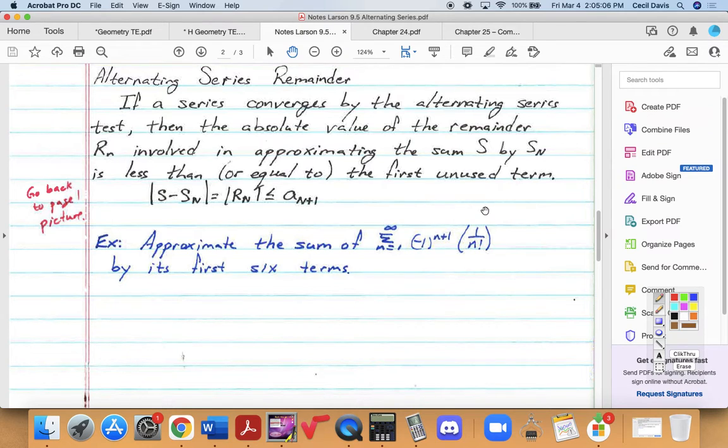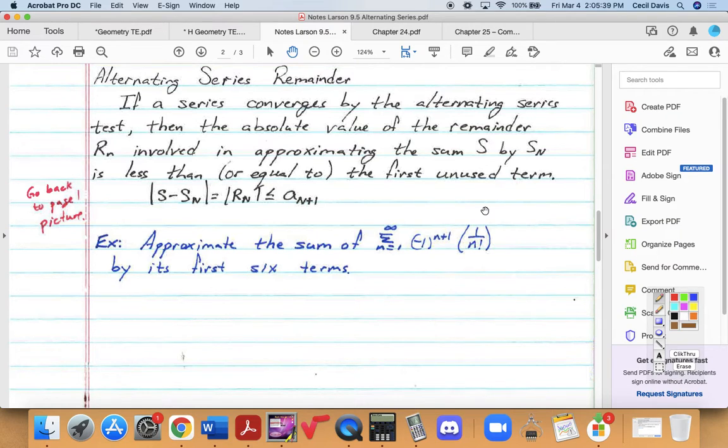Okay, and this is where the alternating series remainder theorem comes in. If a series converges by the alternating series test, so first it's got to be a convergent series, otherwise this does not work, then the absolute value of the remainder R sub n involved in approximating the sum by S sub n, or that's the sum of the first n terms, is less than or equal to the first unused term.